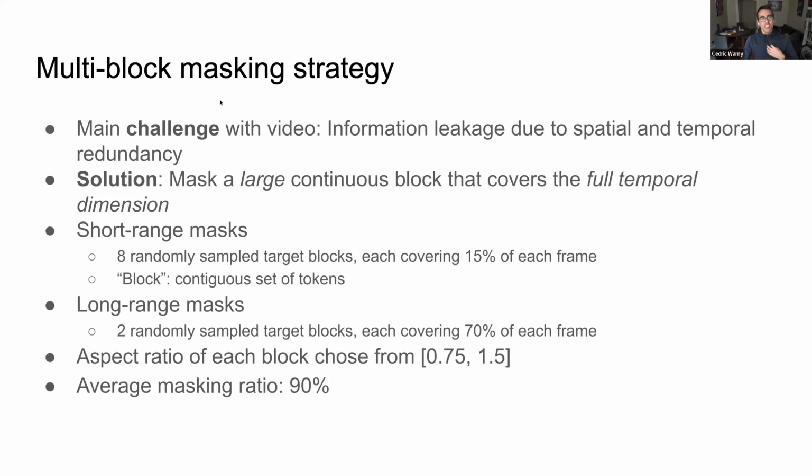The way they do the masking strategy is, well, first, there's a challenge with video that does not exist with image, which is that in video, there's a lot of information leakage due to spatial and temporal redundancy. So it makes it much easier than with a single image to have information leakage from the present or the future or the past. And so to avoid this sort of information leakage, you're going to mask a very large block that covers the full temporal dimension.